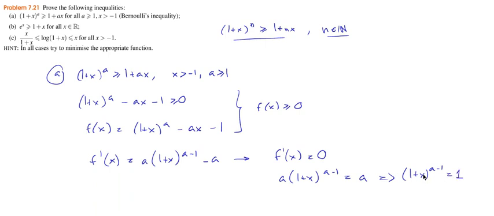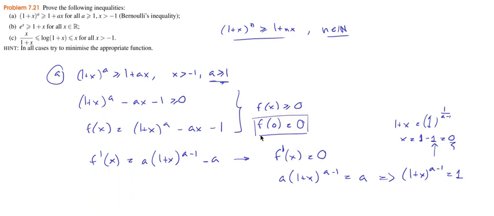Now what happens if a is greater or equal than 1, as it says here? Then the only point where this is possible is, we can say, 1 plus x is equal to 1 to the 1 divided by a minus 1, and 1 to any power is 1. So we have 1 plus x equals 1. In other words, x has to be 0. So the only point that makes the derivative 0 is 0. Okay, so what's the value of f at 0? f at 0 is going to be 1 plus 0, which is 1, to the a, 1, minus a times 0, 0, minus 1, which is 0. So the function is 0 at 0.